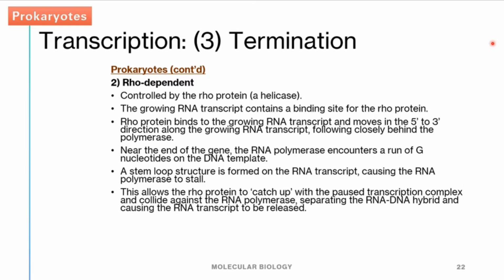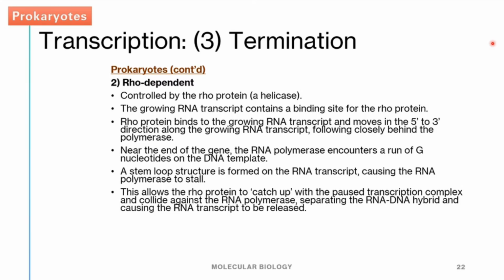So the Rho protein will bind to that sequence and move in the 5' to 3' direction along the growing transcript, and will follow behind the RNA polymerase. When the Rho protein is traveling along the RNA, it utilizes a lot of ATP to help itself move along the RNA.